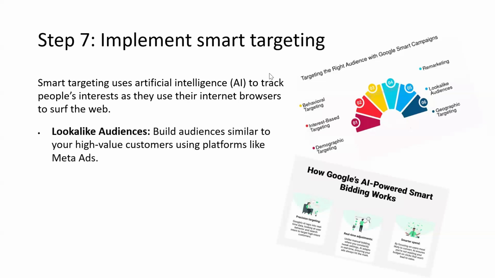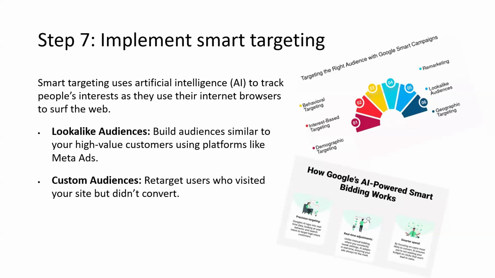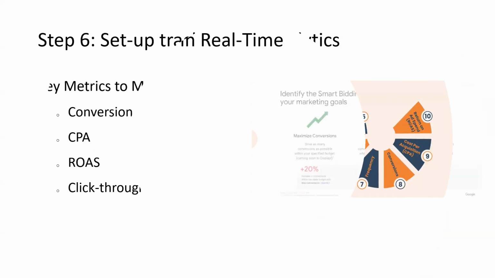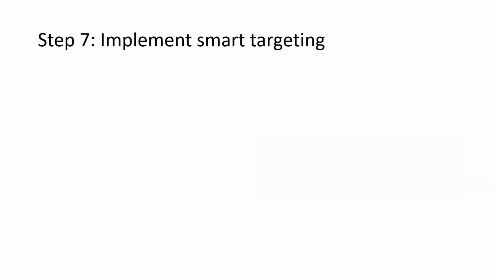So we can build lookalike audiences, or build audiences similar to the high value customers that we already have, using platforms like Meta Ads. Then we can retarget users who visited our site and did not convert through custom audiences. We can create custom audiences as well. Then we can focus on users who show specific intent in the search queries or page visits through behavioral targeting to monitor how the campaign is performing.